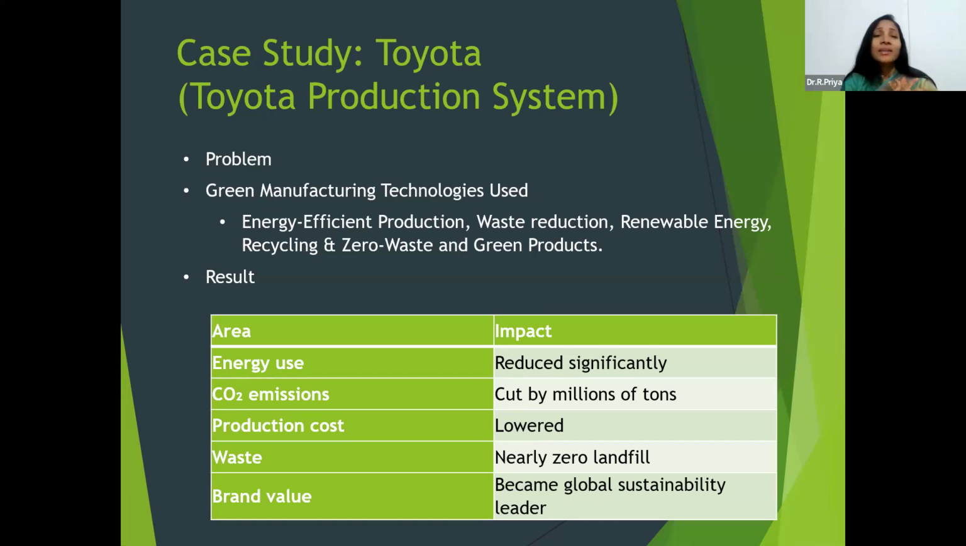This case is the Toyota green manufacturing through the Toyota Production System. It is an example of a company that included green manufacturing technology, so it got more success. So in this case study I'm giving an example of success including green manufacturing technologies. The company's name here is Toyota Motor Corporation.